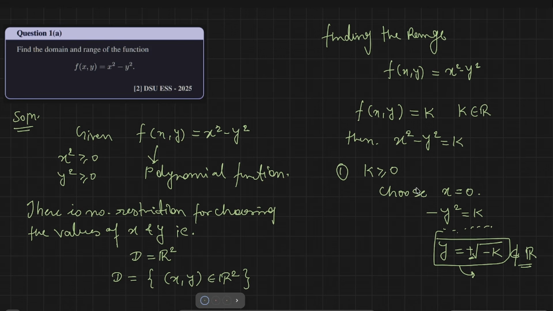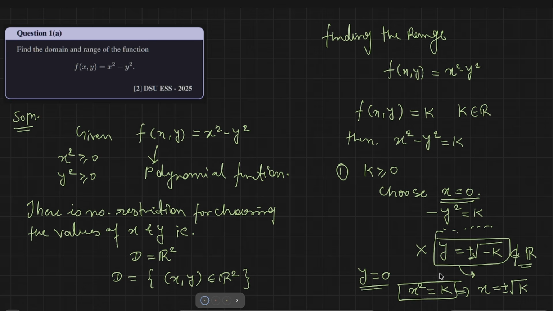So let's take k positive, and now take y equals 0. If I take y equals 0, it gives x square equals k square, and it is always possible that you will get a value of x as root k. This case is not possible when x is 0, but this case is always positive.